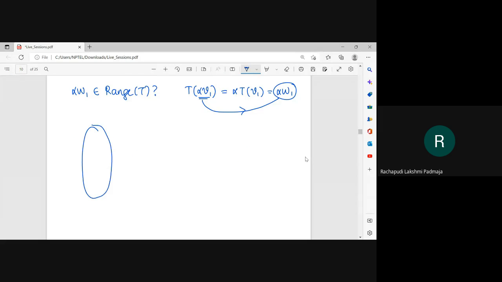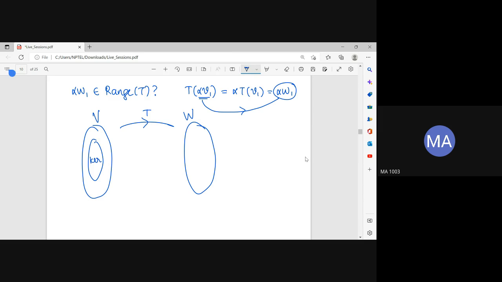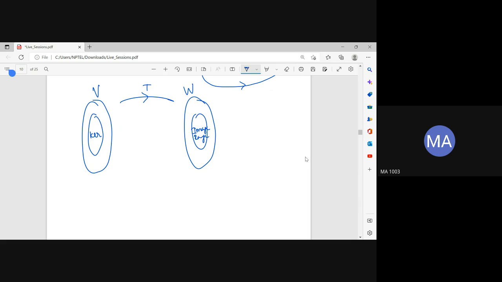So you have the domain, the codomain, a linear transformation. You have the kernel here, and you have the image or range here, right? So you just keep this picture in mind. If the kernel is equal to the 0 vector, it is a one-to-one map. That is, if this inner circle shrinks to one point, it is a one-to-one map. If the inner circle here expands to the whole set, if the image is equal to W, then it is an onto map.